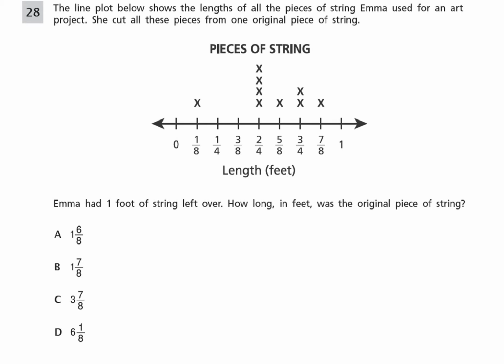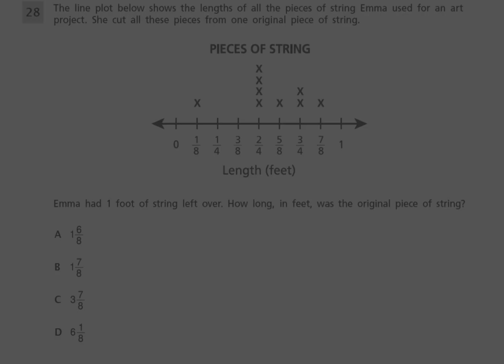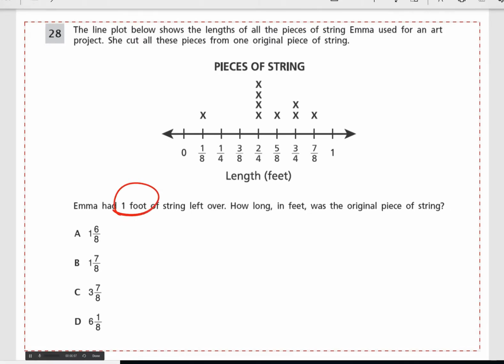Okay. So the line plot below shows the length of all pieces of string Emma used for an art project. She cut all these pieces from one original piece of string. And at the end, she had 1 foot left over. So here's the leftover. Let me rephrase the question. Basically Emma has a string, and then she cut it.